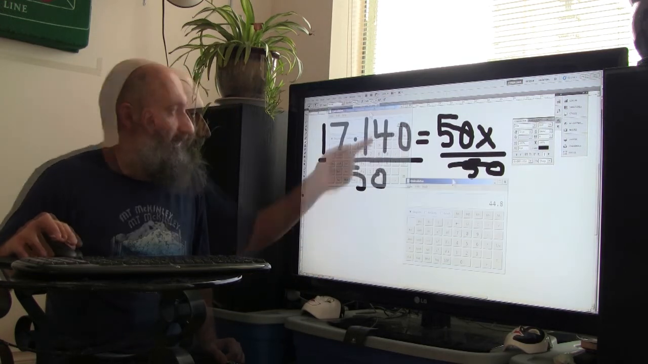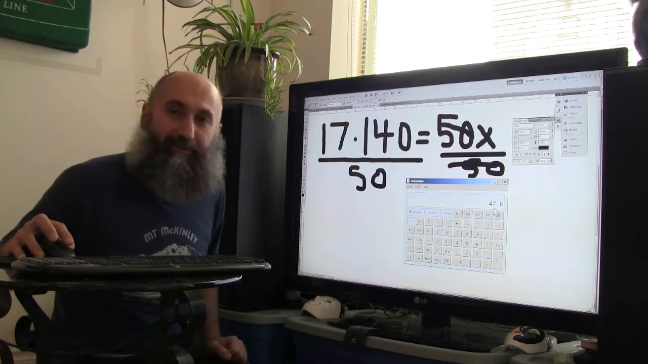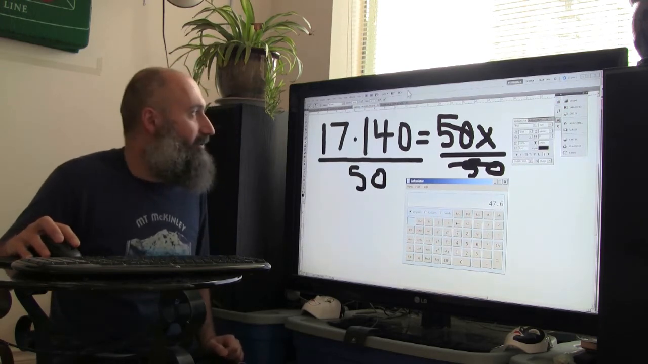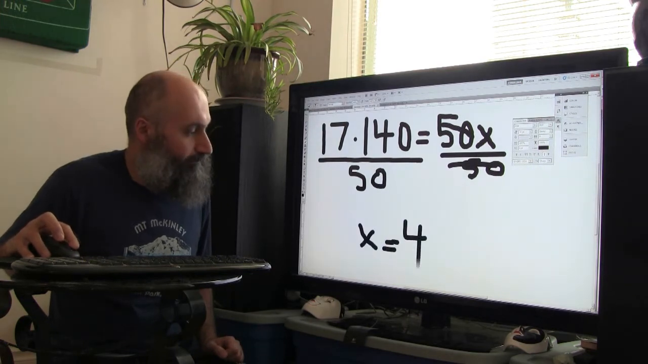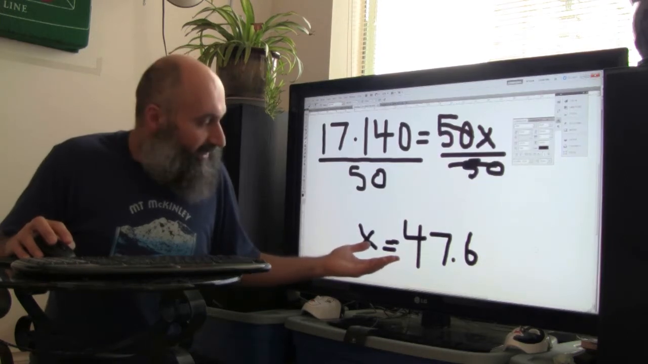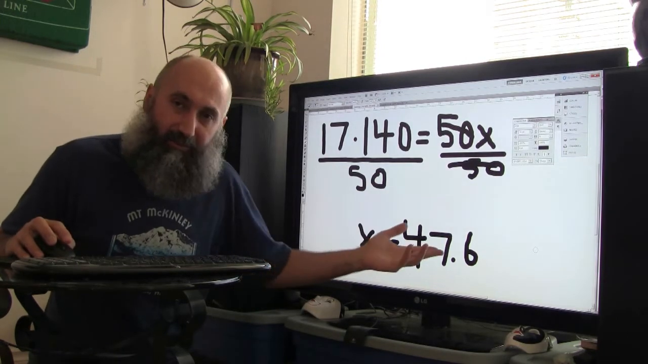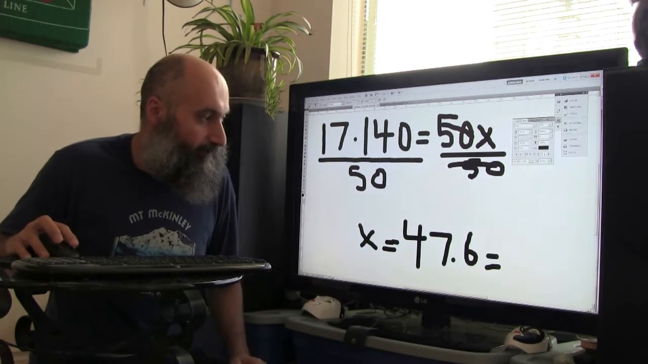So it's going to be 17 times 140 divided by 50, which is 47.6, okay? So X is going to be 47.6. So 140 videos is going to take me 47.6 days. Now, do we need the 0.6? Not really. So we're going to round this up, so it's going to be 48.